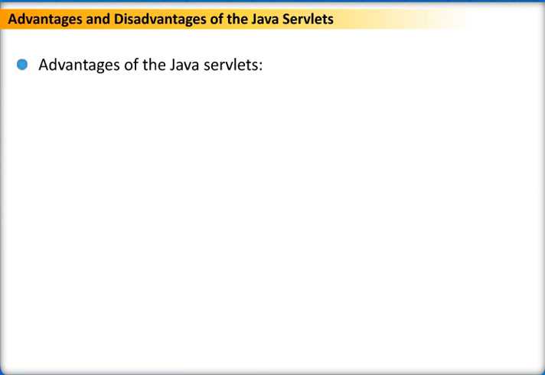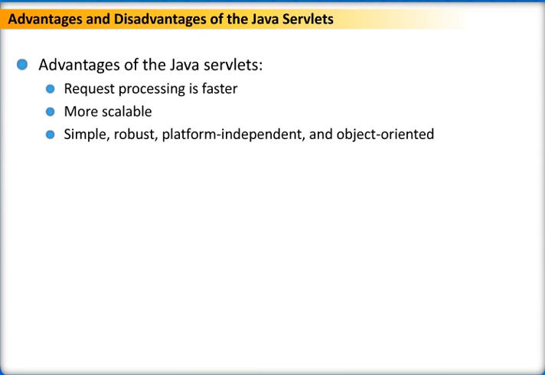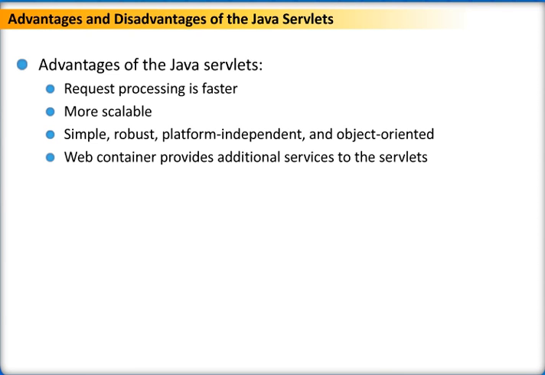Servlets have several advantages over CGI. The primary advantage is that the request processing is significantly faster. Also, servlets are much more scalable than CGI as more requests can be executed simultaneously. In addition, servlets benefit from the simple, robust, platform-independent and object-oriented nature of the Java programming language. Another advantage of servlets is the additional services, such as error handling and security, which servlets receive from the web container. Servlets also have some disadvantages.